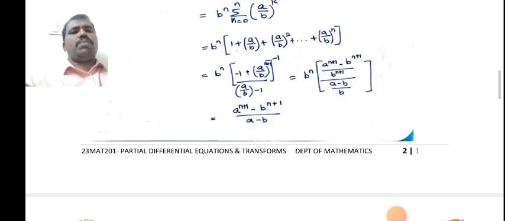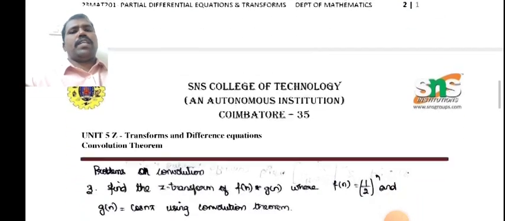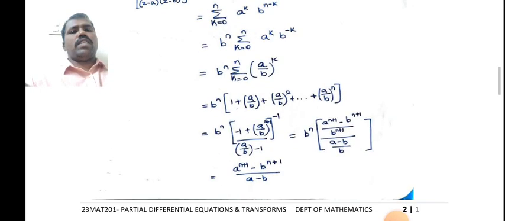Simplify this: b power n, cross multiply and eliminate this. Finally we get a power n plus 1 minus b power n plus 1 divided by a minus b. This is the solution of the given problem.